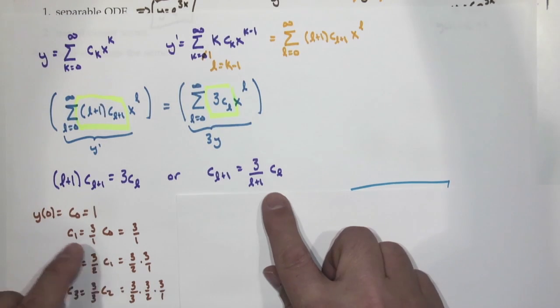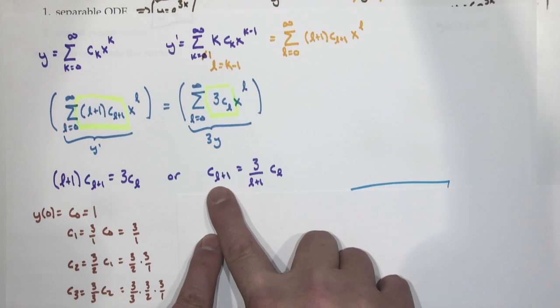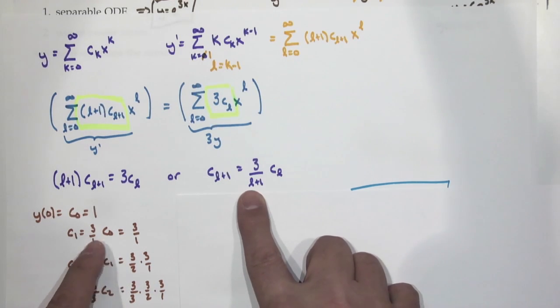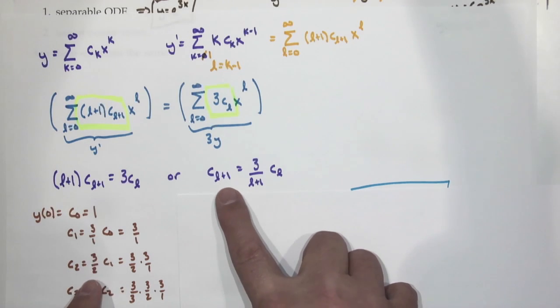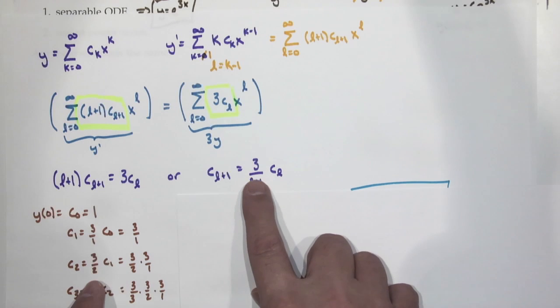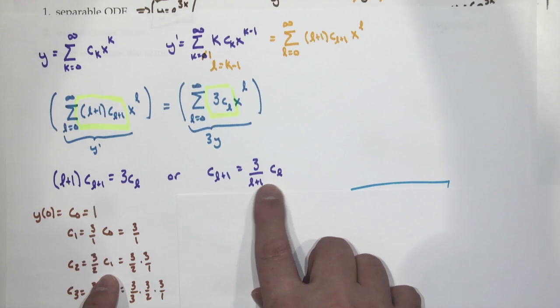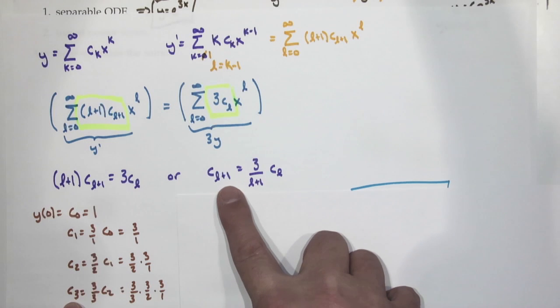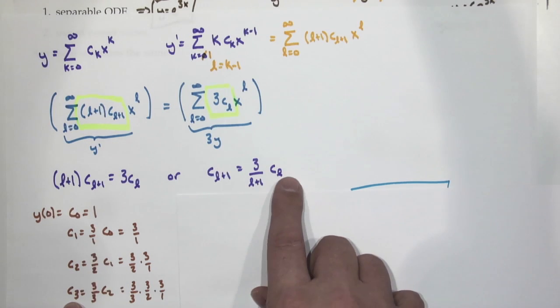Okay, so we have y of 0 is c_0, which is 1. c_1, well, according to our rule, if I want c_1, I put in L equals 0. So that's 3 over 1 times c_0. But c_0 is 1, so that's 3 over 1. c_2, well, that would be L equals 1. So that gives us 3 over 2 times c_1. But I know what c_1 is, so I can replace c_1 by 3 over 1. So 3 over 2 times 3 over 1. Now c_3, that's L equals 2. 3 over 3 times c_2. So 3 over 3, put in what c_2 is, 3 over 2, 3 over 1.